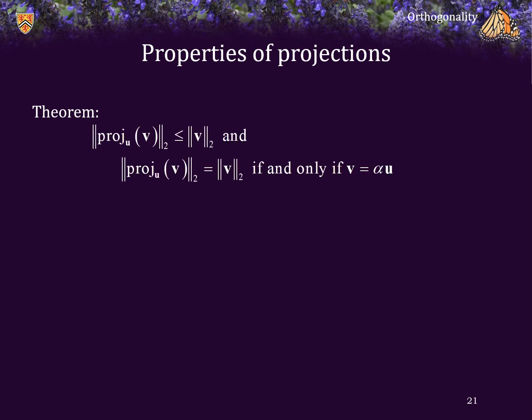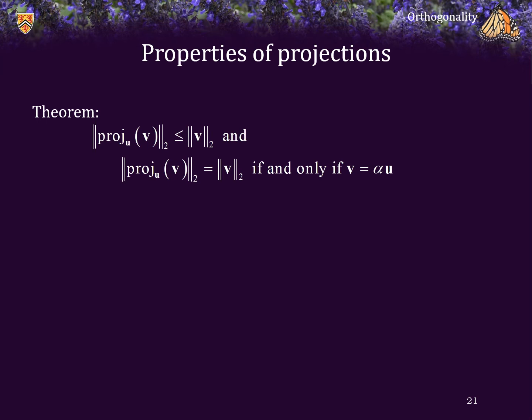Theorem: the 2 norm of the projection of v onto u is less than or equal to the 2 norm of v. What that says is that if v is ever projected onto any other vector, the 2 norm or length of that projection must be less than or equal to the length or 2 norm of v. Also, these 2 norms are equal if and only if v is equal to alpha times u.